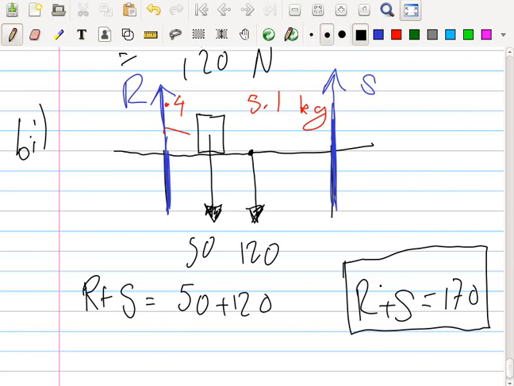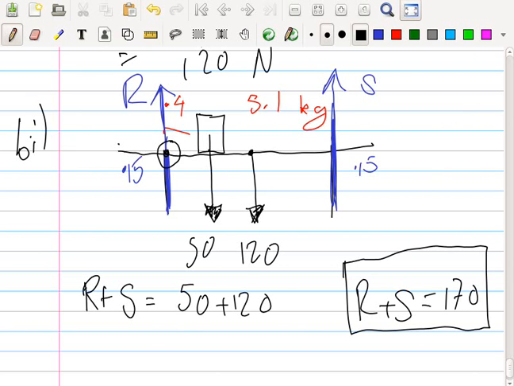What's my other formula I could use here? Turning force. So, where will I take the turning point to be? Anywhere really. By the way, I didn't write it in: these distances here are 0.15 and 0.15. I'm going to take this point because it will cancel one of the reactions. So that force is gone.